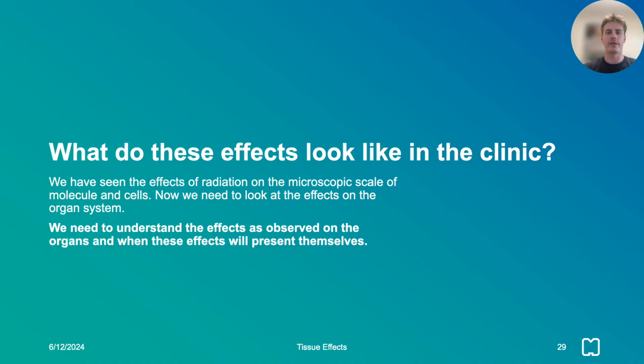So, what do these effects look like in the clinic? We're now going to look at the tissue effects due to radiation-induced DNA damage. The response of organs will be different as we're looking at morphological and functional changes in tissues rather than changes in cell survival. We'll see that the higher the dose, the faster the physiologic effects manifest themselves, and that there are practical thresholds below which no effects are usually observed.